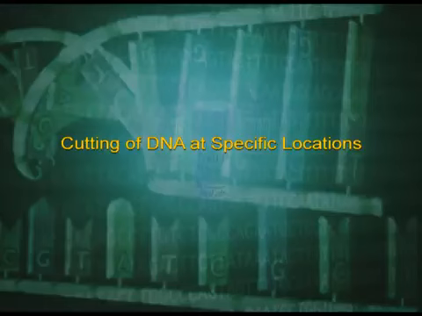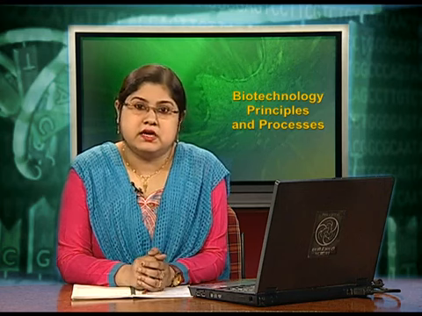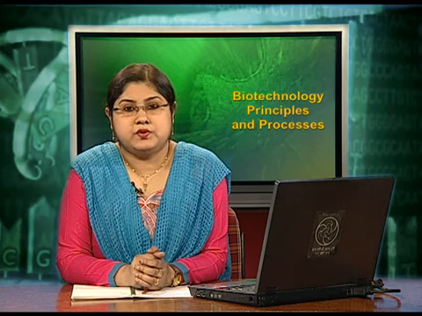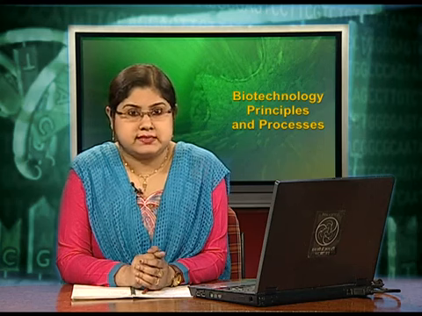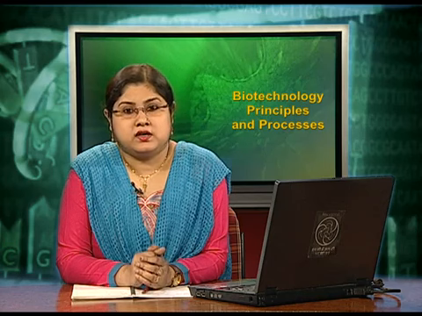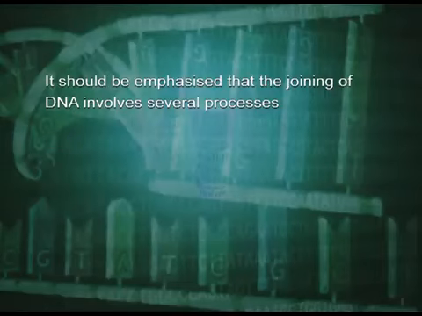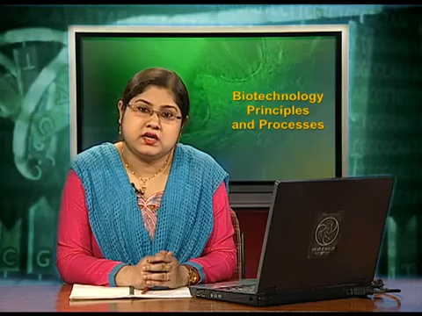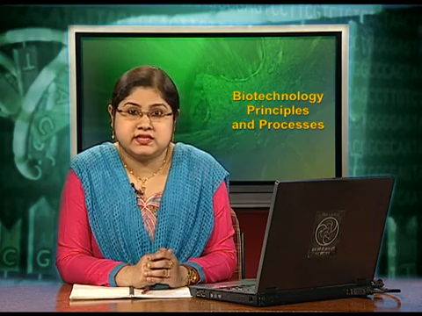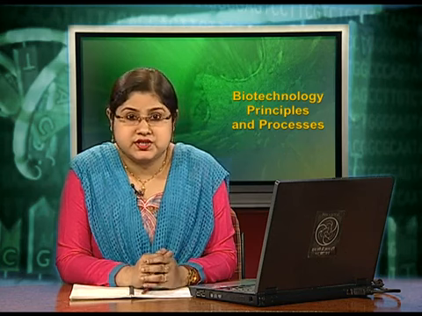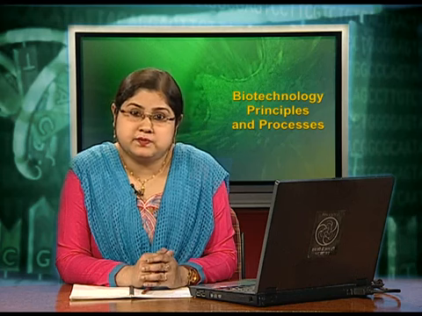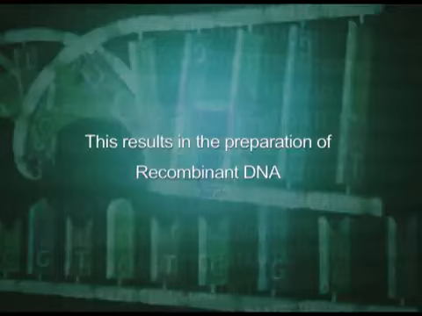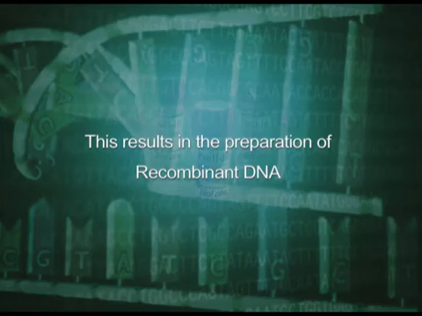The next in the order is cutting of DNA at specific locations. It involves restriction enzyme digestions performed by incubating purified DNA molecules with the restriction enzyme at the optimal conditions for that specific enzyme. It should be emphasized that the joining of DNA involves several processes. After having cut the source DNA as well as the vector DNA with a specific restriction enzyme, the cut out gene of interest from the source DNA and the cut vector with space are mixed and ligase is added. This results in the preparation of recombinant DNA.